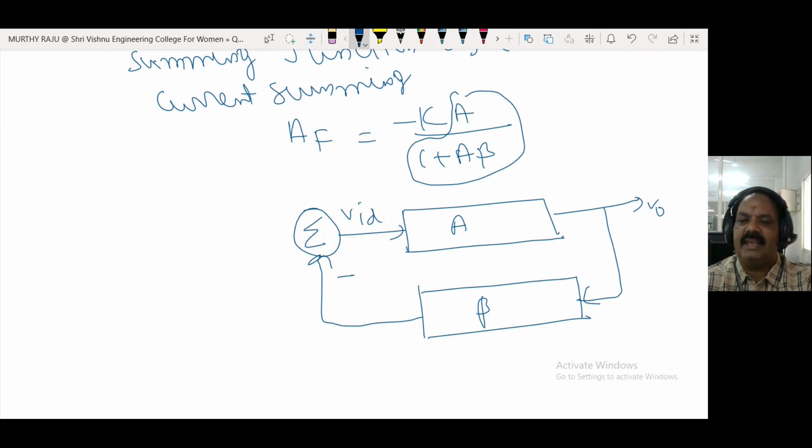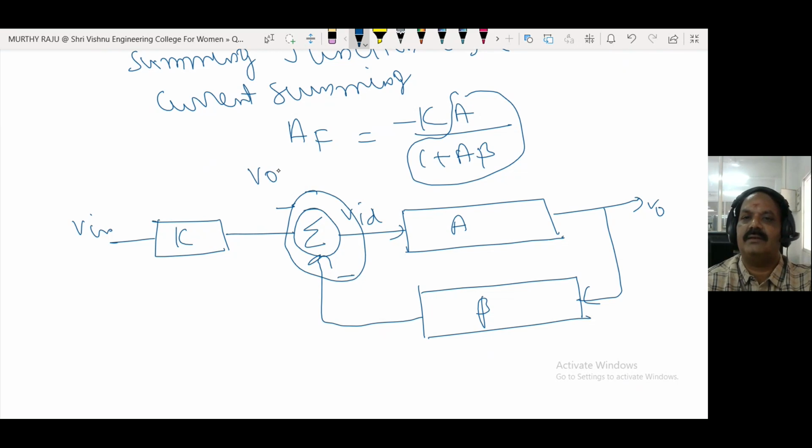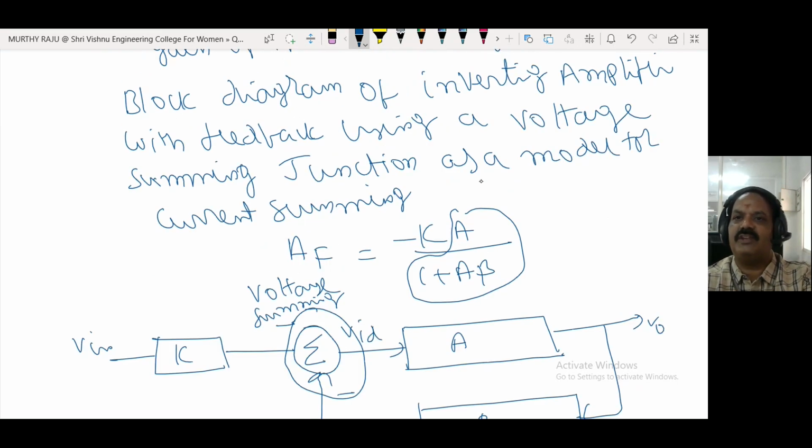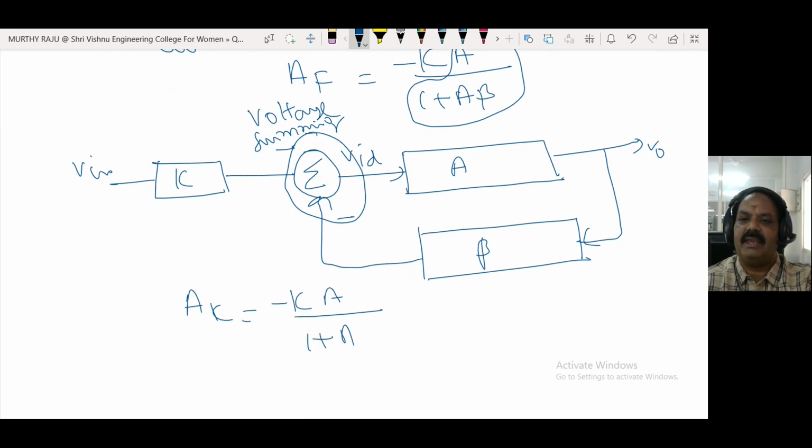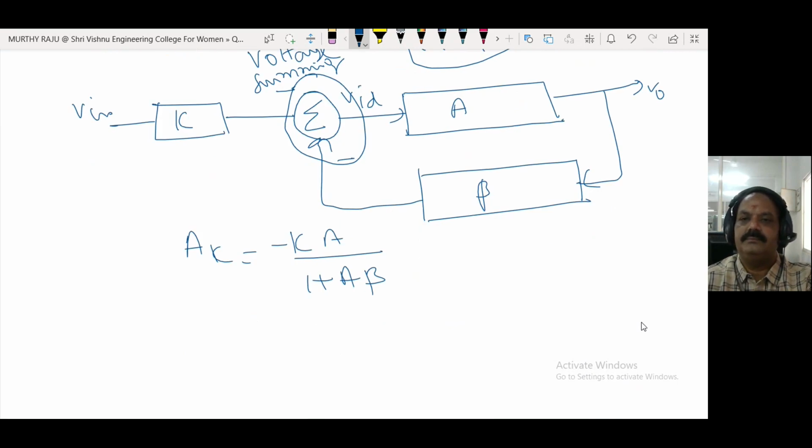This one is V. An extra block is added due to this K. This one is K, Vin. Here the minus sign is there. This is called the voltage summing junction, a model for current sum. You see the difference of the models. AF is equal to, we know that AF is equal to minus K into A by 1 plus A beta.